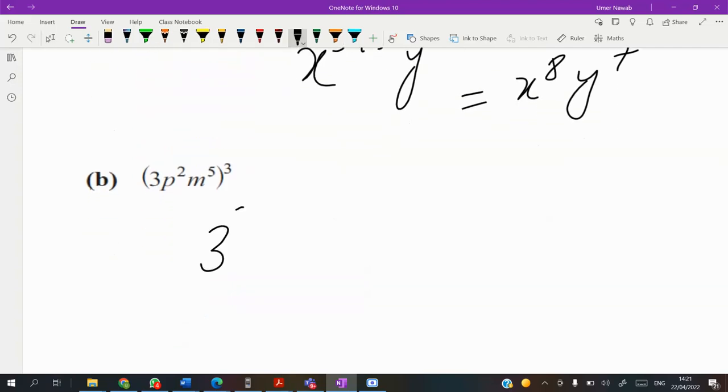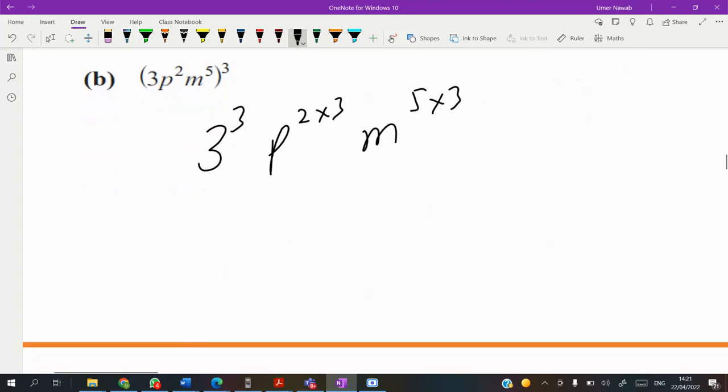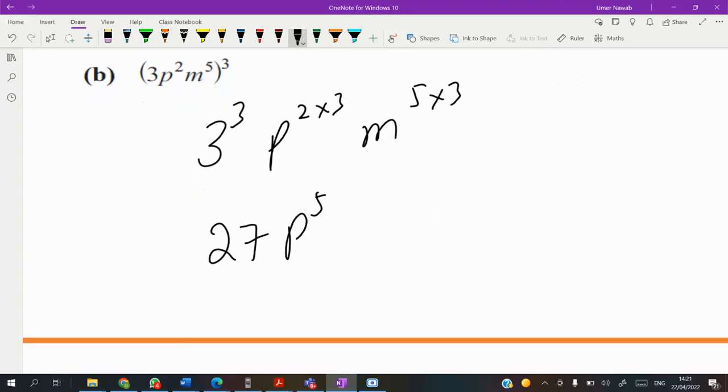Next, 3 power 3, share the powers, 2 times 3, m 5 times 3. So this is 27 p. 3 times 2 is 6. This is 6 and m 15.